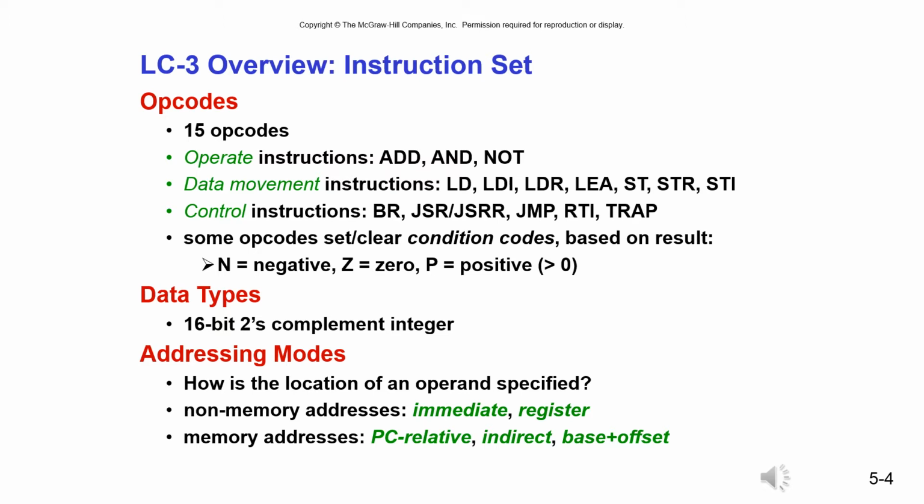Addressing mode has a location of an operand specified. We're going to get to that. Non-memory addresses, immediate versus register. Memory addresses, PC relative, indirect, and base plus offset. All of these are going to be covered in significant detail.